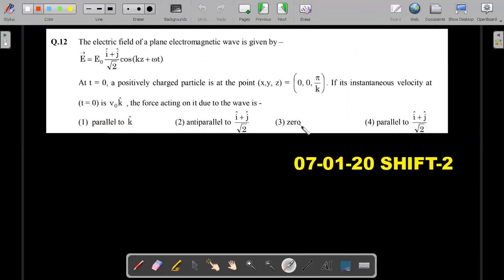Okay, next. Another question from the 7th January shift 2. You could see 7th January shift 1 had only one question in extra syllabus, whereas shift 2 had quite a few of them.